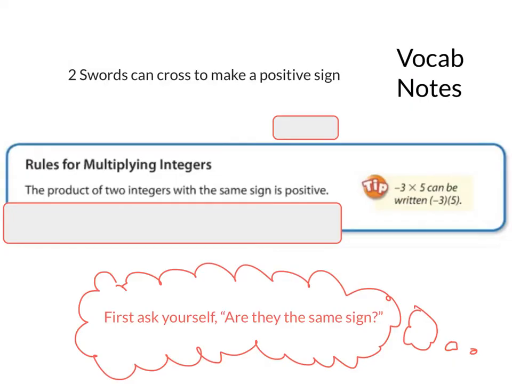Here are your vocab notes. The easy way to remember that is that 2 swords can cross to make a positive sign. So I see 2 negative signs, and you can think of them as swords. Because there are 2 of them in the problem, they can come together, and the answer is going to be positive. Think of this sword as up and down, and this sword as sideways, and they make a positive together. But only one sword would be negative.